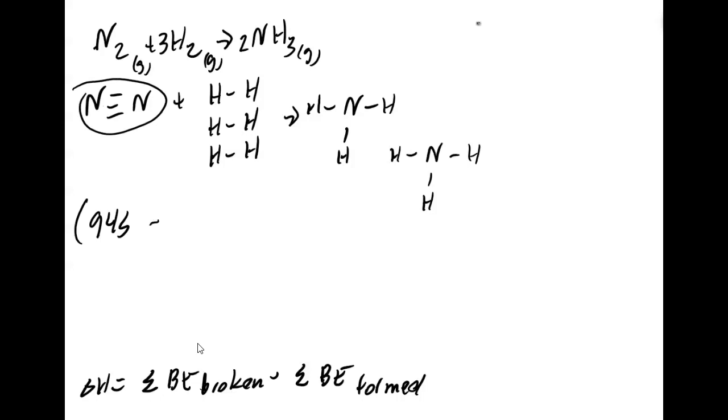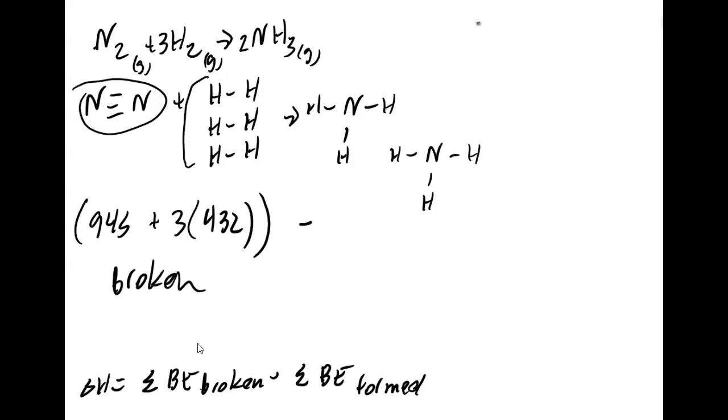And then I need to add to it 3, because there are 3 of these, 3 times what it takes to break a mole of HH single bonds, which is 432. Yep, 432. And that takes care of my bonds that are broken. So these are bonds broken right here. I then need to subtract from that the sum of all the bonds that are formed.